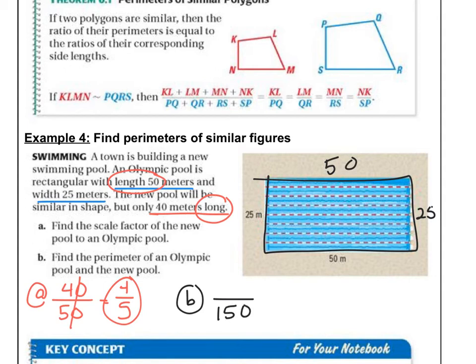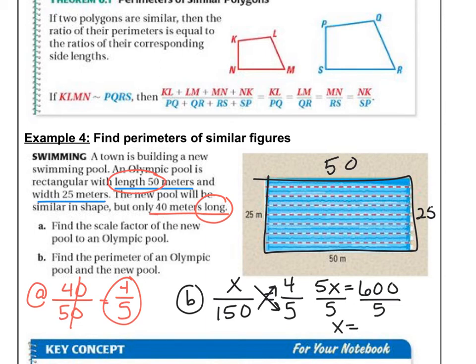All right. We don't know what the perimeter of the new pool is, but we know the scale factor is 4/5. So we're going to do our cross multiplication. We're going to get 5x equal to 600. And then we're going to divide by 5. X in this case is going to be equal to 120. In this case, we need to be pretty specific. It says meters in our problem, and so our perimeter is going to be 120 meters for the new pool.